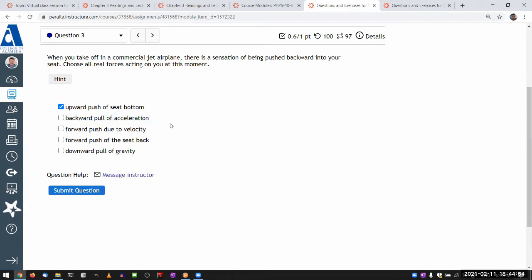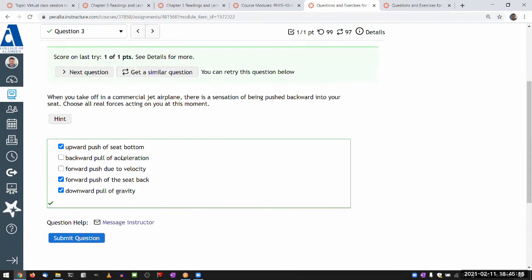But the way we describe it is not as there being a backward force on you. There's actually a forward push on you. And one more: these two pair up. They are not action-reaction force pairs, but they have an equal magnitude, downward pull and upward push, so that you are not accelerating vertically. So that's the correct answer.